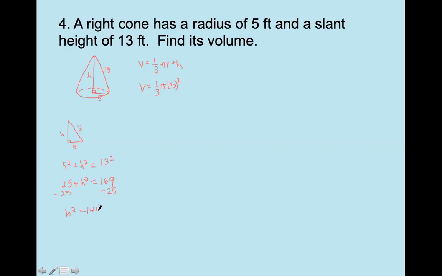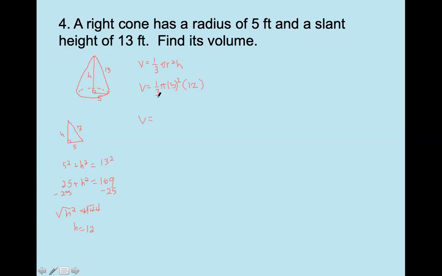And again, undo squares with square roots. So I get that the height of this cone then is the square root of 144, which is 12. So now I can replace this height measurement with 12. Now we have everything we need to find the volume.